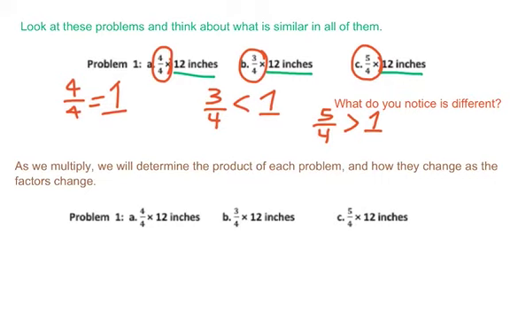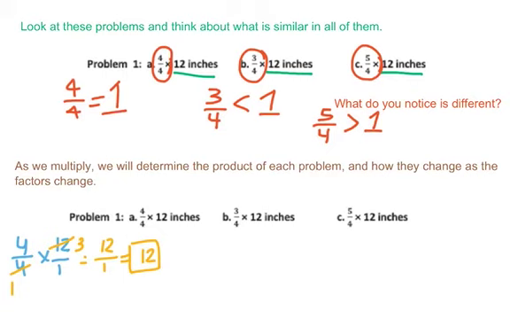So it goes something like this. If I look at 4/4 times 12, I'm going to go ahead and put that over 1. I can cross cancel. I'm going to divide by 4. So this becomes 12 over 1, which is the same as 12. My final answer.